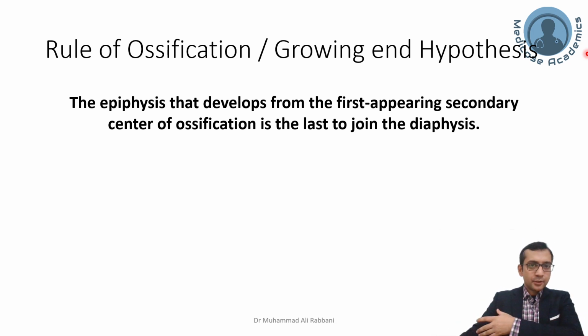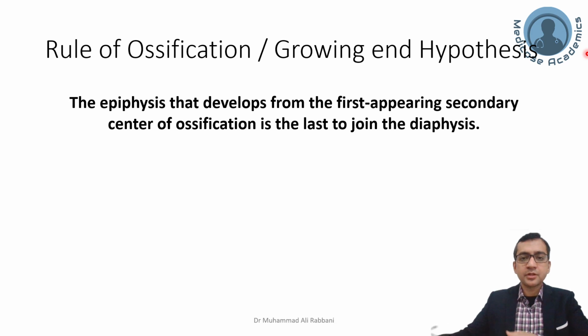Any shaft, let's say humerus, has a secondary ossification center and a lower end ossification center. Usually they do not appear simultaneously embryologically. One of them appears first compared to the other. The rule of ossification says that the epiphysis, or the secondary ossification center, that develops first is the last to join the diaphysis.